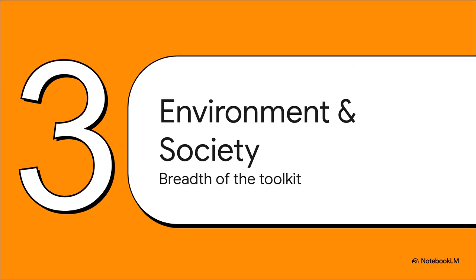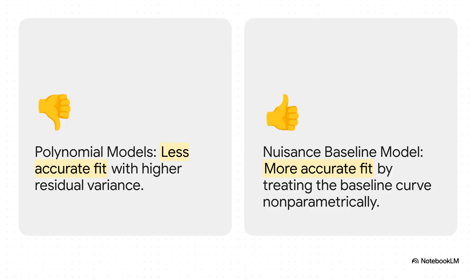Okay, now let's switch gears completely, because this is where you really start to see the incredible versatility of the statistical engine. We're about to apply the exact same foundational ideas to totally different fields. So, how do you accurately model the growth of a tree? A standard model might not get the job done, but there's this really clever approach called the nuisance baseline model. It basically tells the model, hey, don't worry about the exact shape of the tree's natural growth curve. Just treat it as a nuisance and focus on how other things, like altitude, affect it.